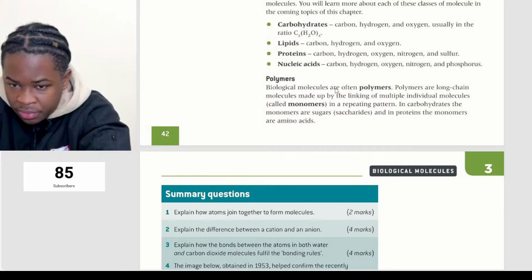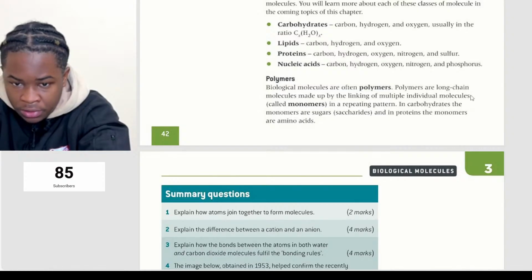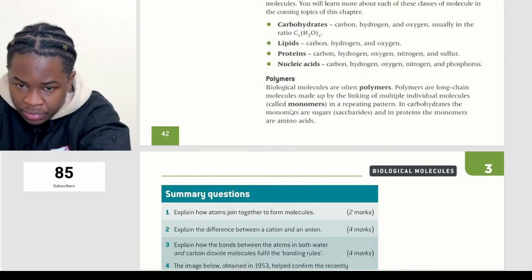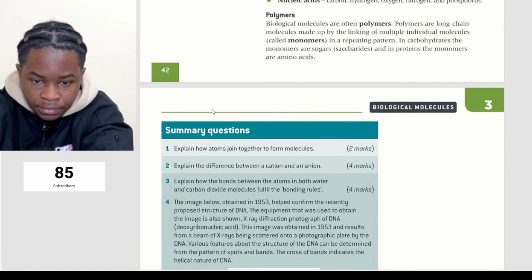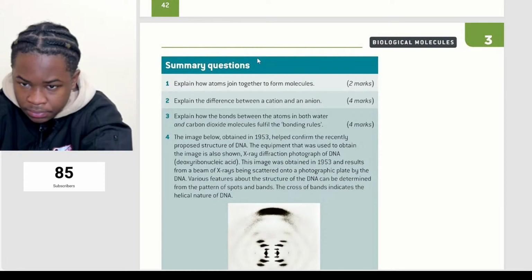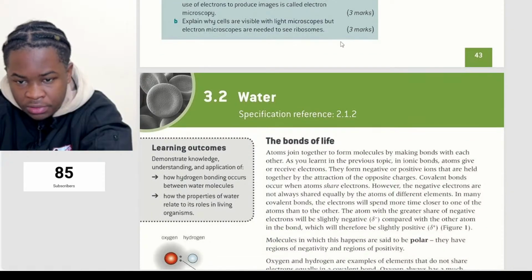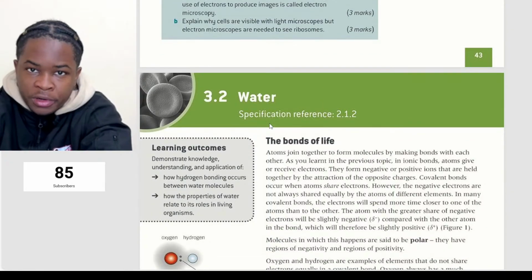Polymers. Biological molecules are often polymers. Polymers are long-chain molecules made up by the linking of multiple individual molecules called monomers in a repeating pattern. In carbohydrates, the monomers are sugars, saccharides, and in proteins, the monomers are amino acids. Let's keep the summary question. Let's go. Okay, first biomolecule we have is water.